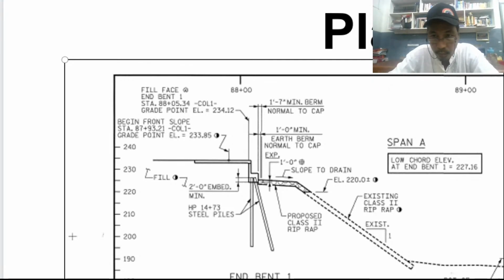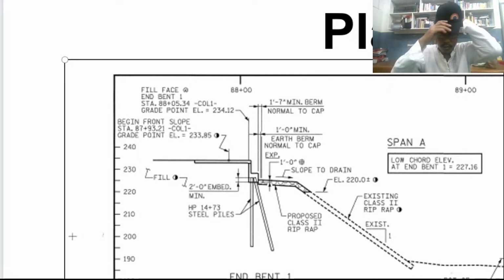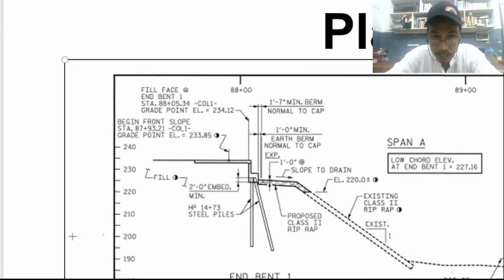Therefore, if we say cap in the context of bridge engineering, that means it is on top of something. So normal to cap means perpendicular. That's what we mean by normal to cap. Same is true with normal to gap, meaning perpendicular to the gap.